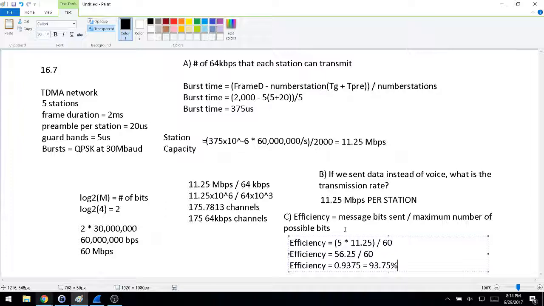And so that's what we're looking at for 16.7. Again, up front, A is the hard part because we have to piece together the information that we have to get an answer. And then parts B and C are just analysis off of part A.